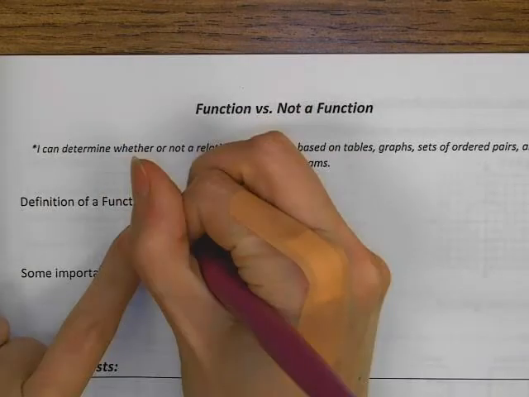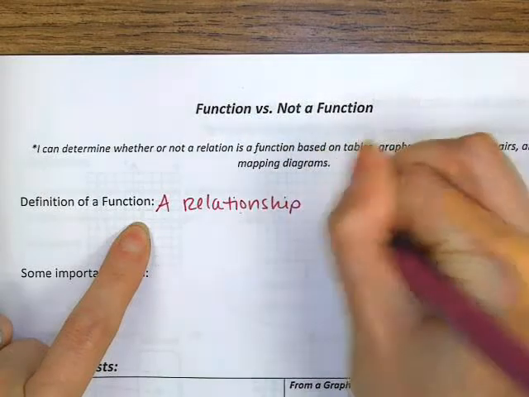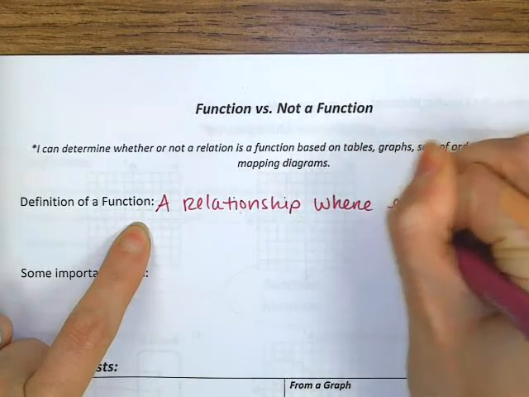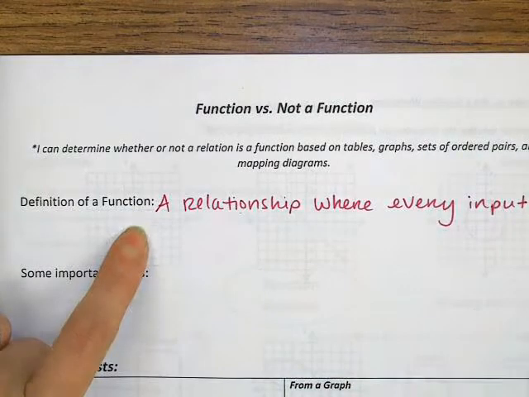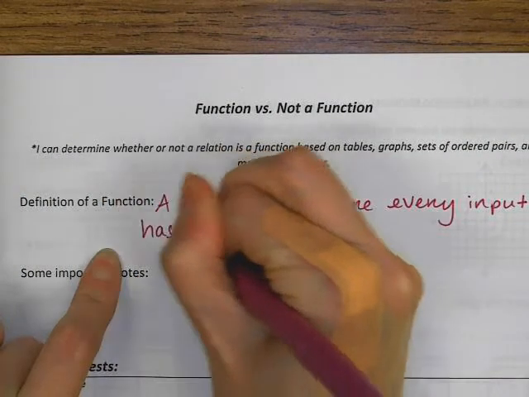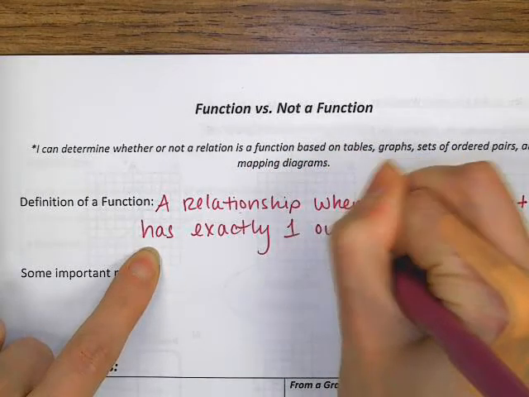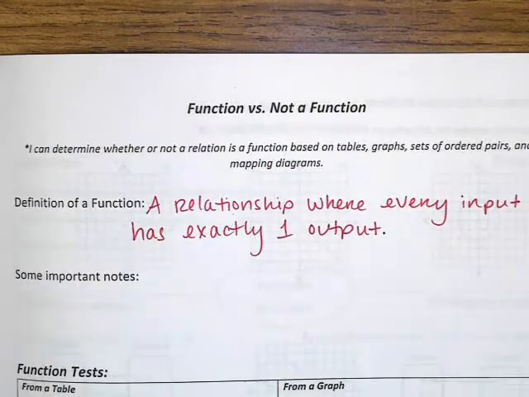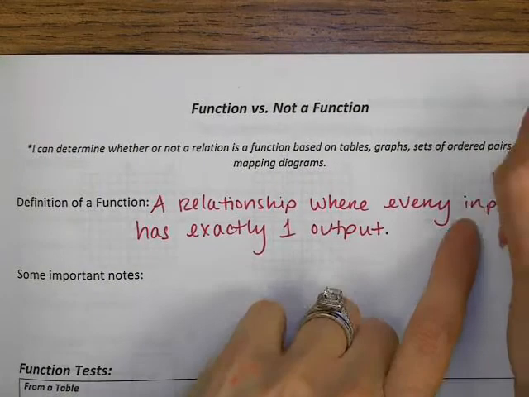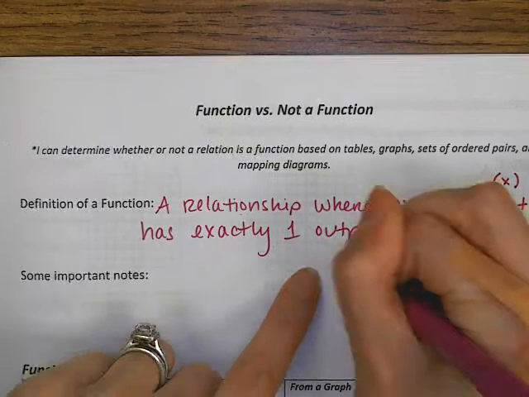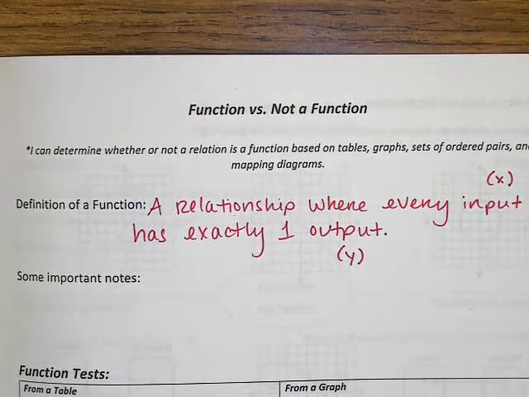So a function is a relationship where every input has exactly one output. And just a reminder, inputs are the x's and outputs are the y's. So every x can only have one y.